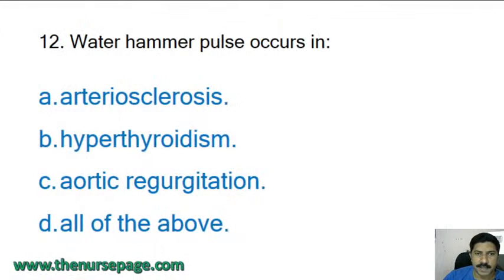Next question. Water hammer pulse occurs in arteriosclerosis, hyperthyroidism, aortic regurgitation, all of the above. So here the common cause of water hammer pulse is being asked.